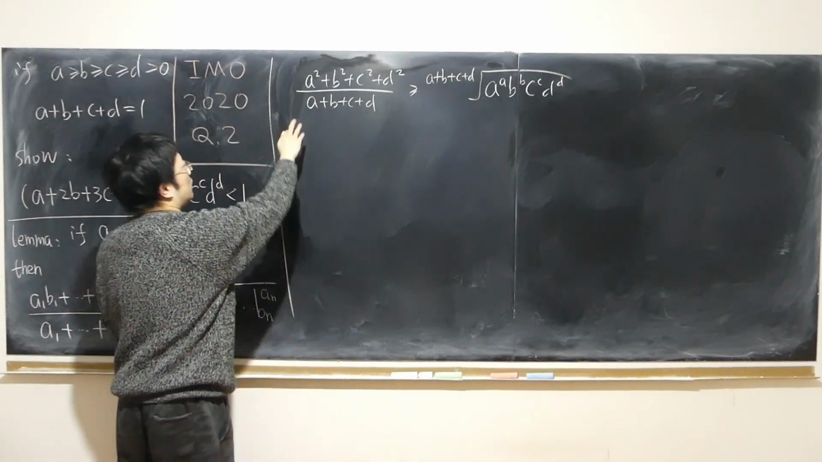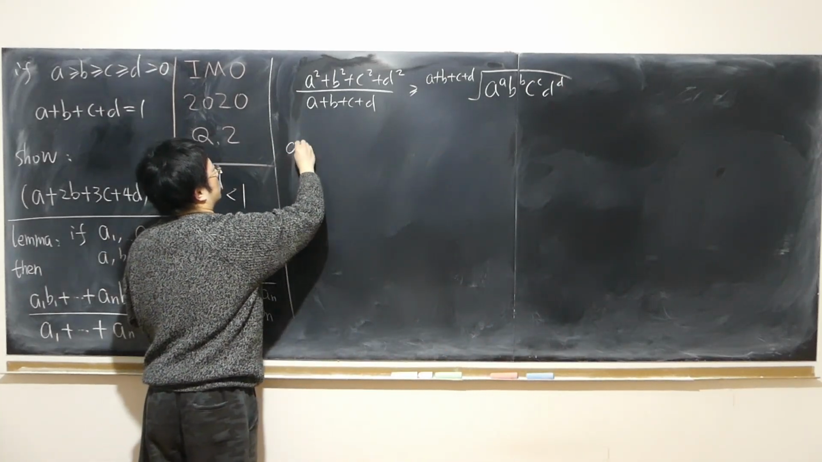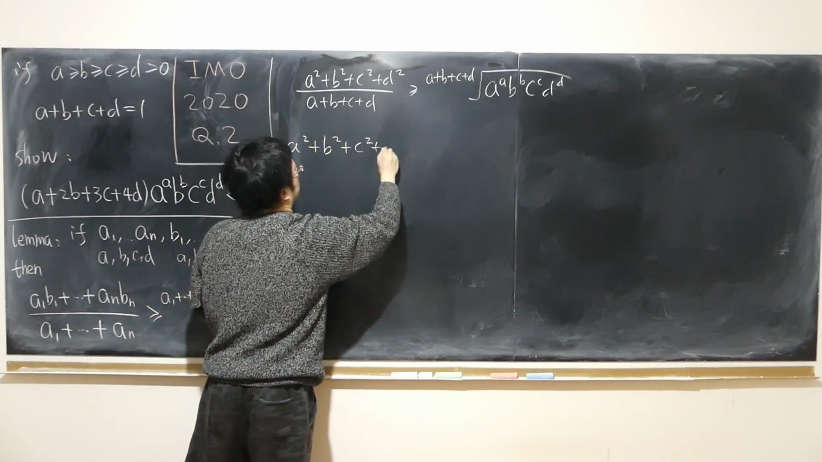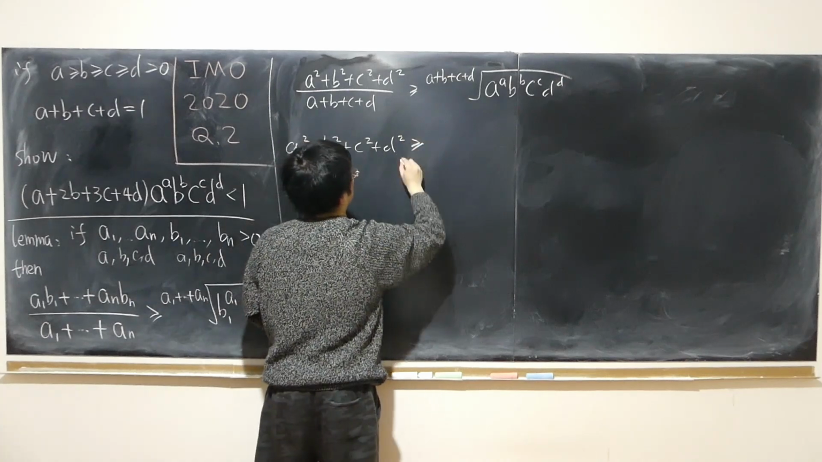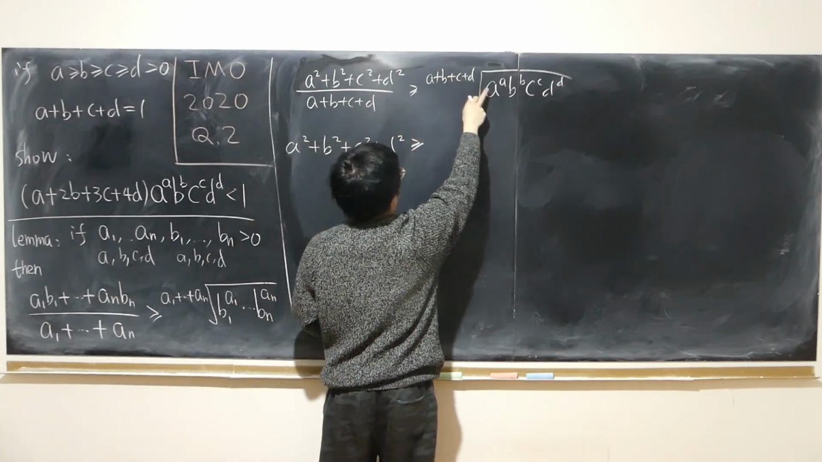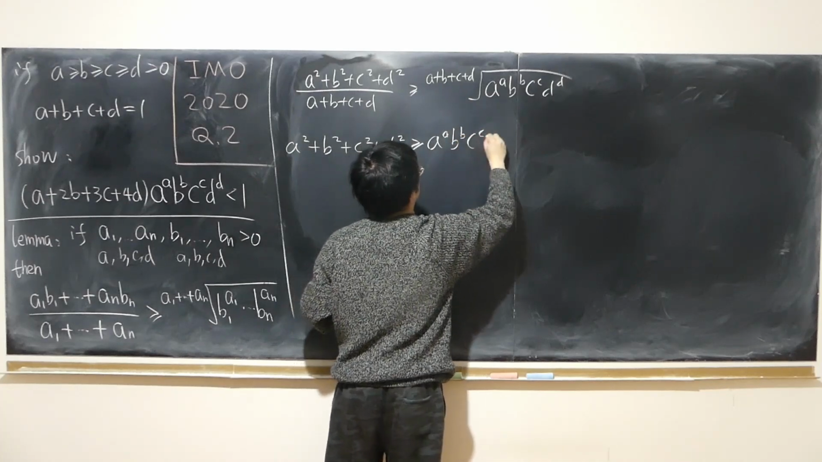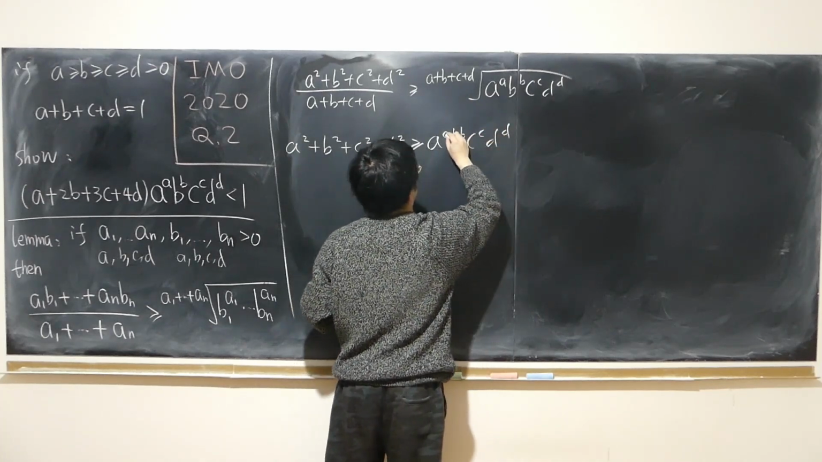Of course, A plus B plus C plus D, they add up to be 1. Right, that's given. So I always have this inequality. Right, that's also 1, so that's no problem. A to the A times B to the B times C to the C times D to the D. Right, this is always true.